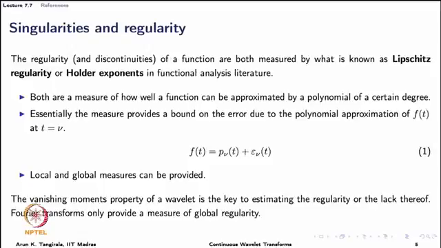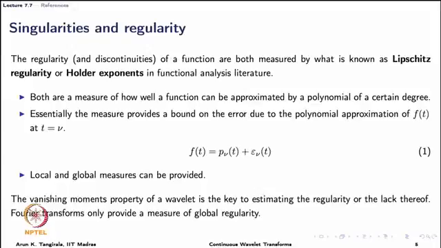And the problem of quantifying regularity was studied long ago in the mathematics literature. We have two measures which basically use the same definition. These measures are known as Lipschitz regularity or Holder exponent. As I said, both use the same definition. What is the basic idea?